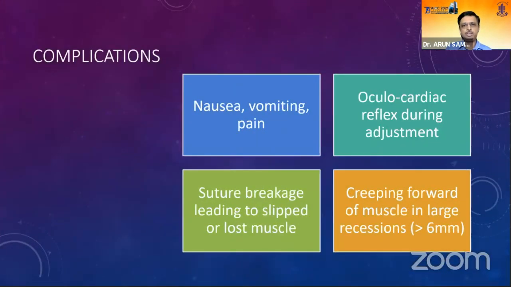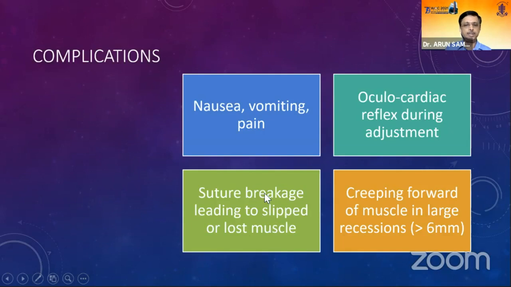The complications of adjustable sutures, main thing is the pain. The patient has to have a good pain threshold. They have to bear it. Otherwise, again, you have to give a local anesthesia for adjustment. And nausea, vomiting, oculocardiac reflex during adjustment is a possibility.